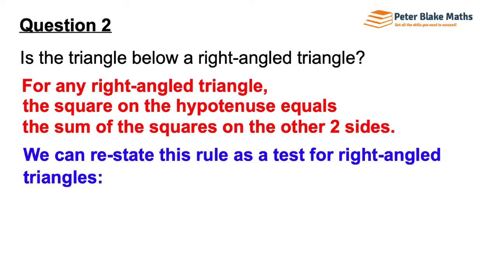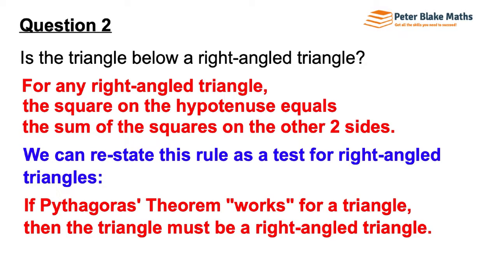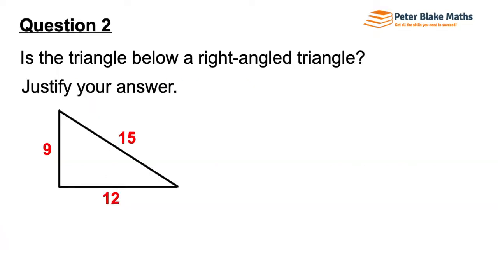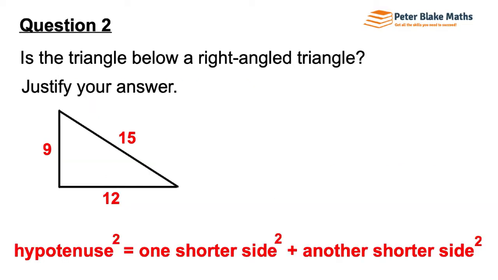We can restate this rule as a test to see if a triangle is a right angle. So if Pythagoras' theorem works for a triangle and the square on the hypotenuse does equal the sum of the squares on the other two sides, then the triangle must be a right-angled triangle. So let's see how it works here. If we have Mr. Pythagoras working here for this triangle, we will have the hypotenuse squared on the left-hand side, and that will equal one of the shorter sides squared plus another of the shorter sides squared on the right-hand side. If that all pans out so that the left-hand side equals the right-hand side, we'll know that this triangle is in fact a right-angled triangle.